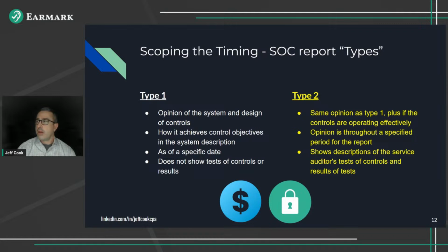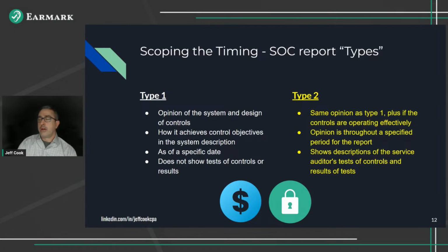Okay. Scoping the timing. I talked about Type 1 and Type 2 before. Really quick, I want to get through this. Type 1, you've got a single point in time report. Why is it a single point in time? Because the report is on the suitability of the design of the controls and implementation as of a certain date, right? So that's why it's a Type 1. The Type 2 has everything that the Type 1 has, but it also talks about operational effectiveness of those controls over a period of time in the past. Think of it like a financial statement audit. You've got the balance sheet as of a point in time. You've got the income statement that tells the story from the past year. Similar here. Type 1, is it implemented as of this date?